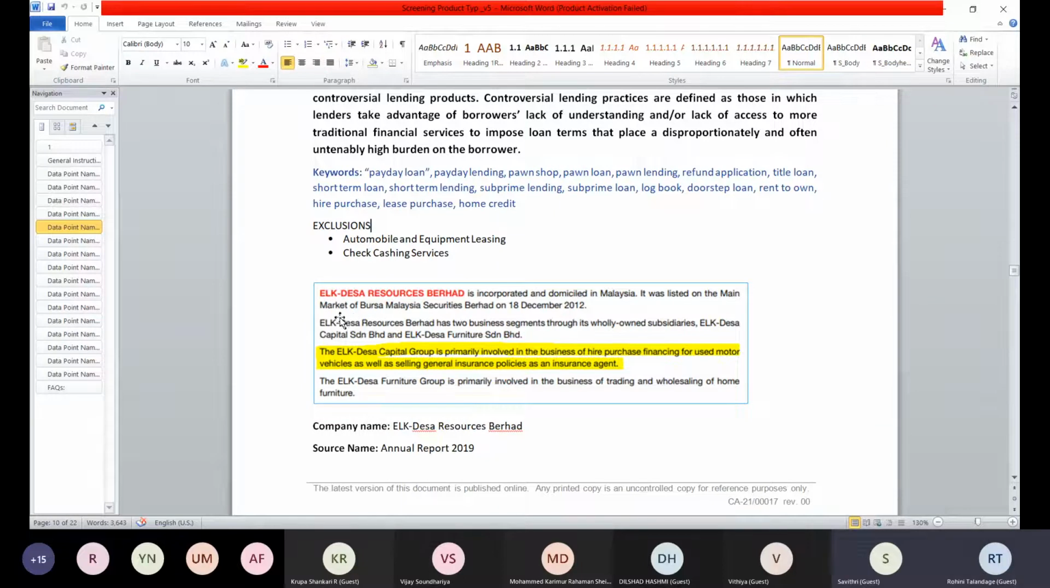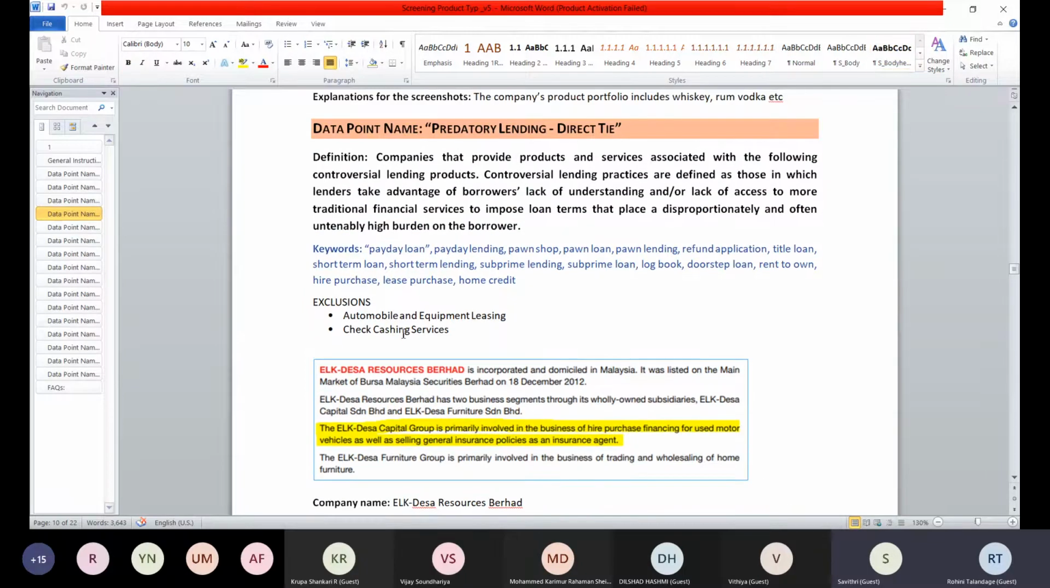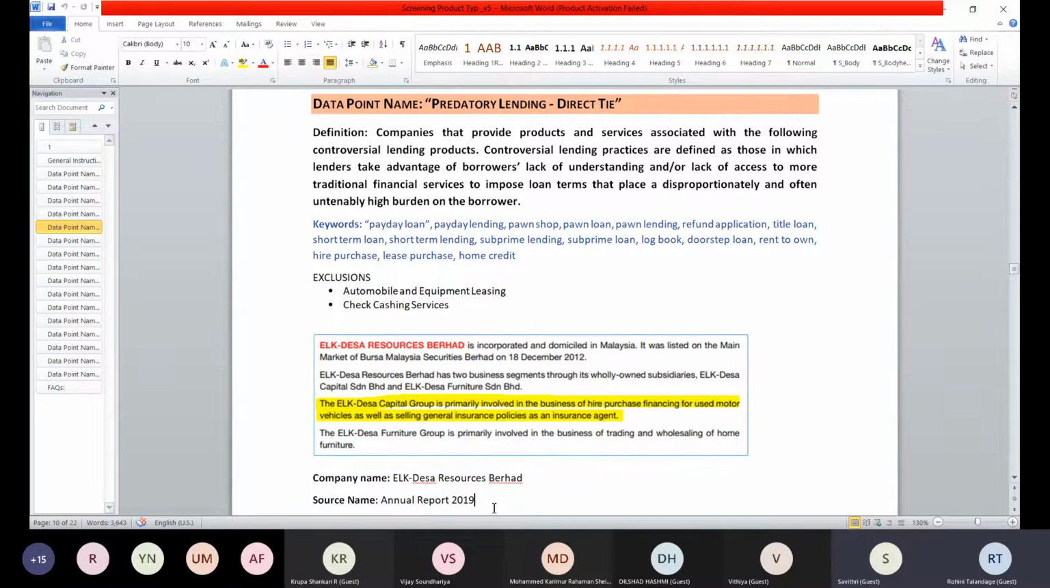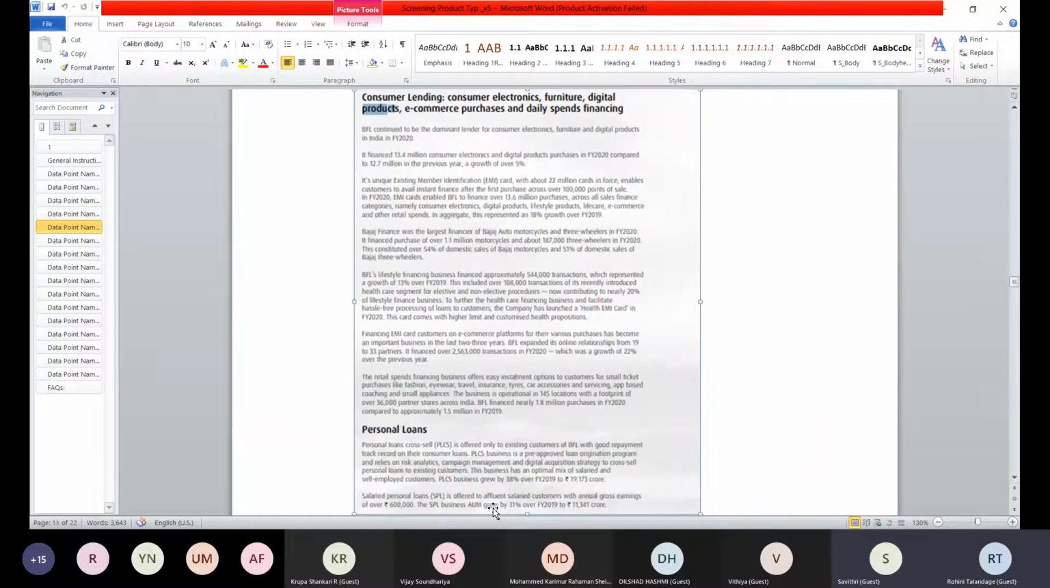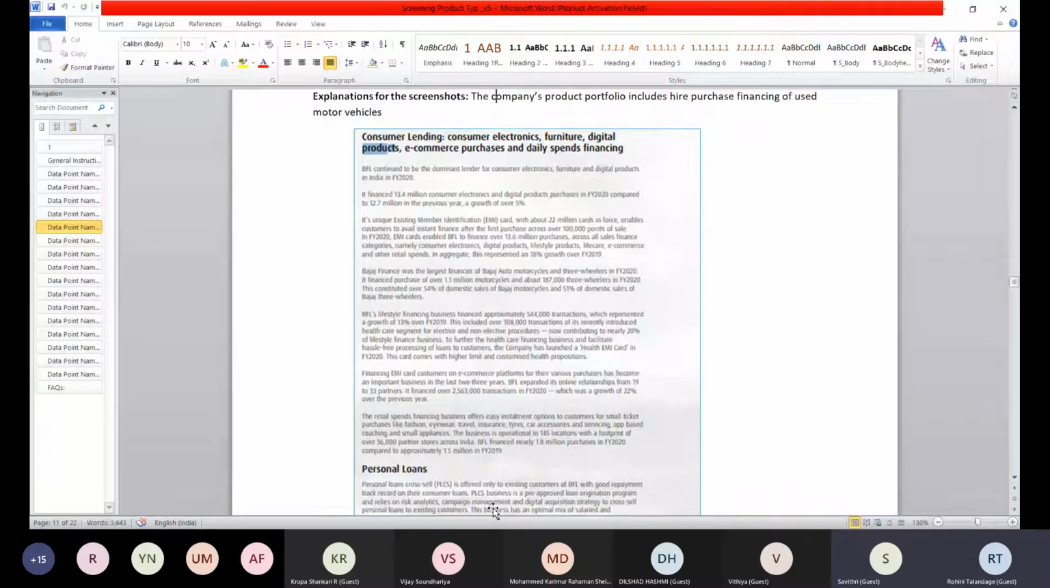Now here we have one snap, where they are saying the Elk Desa Capital Group is primarily involved in the business of hire purchase financing. So here you can see they are involved in hire purchase financing. In this case, we can mark it as yes. So this is one example.